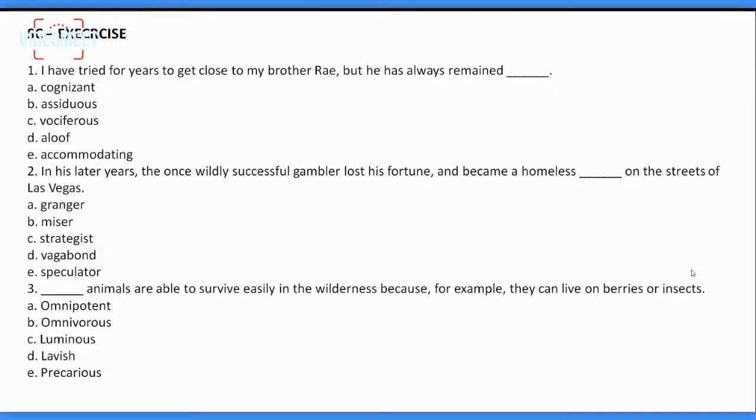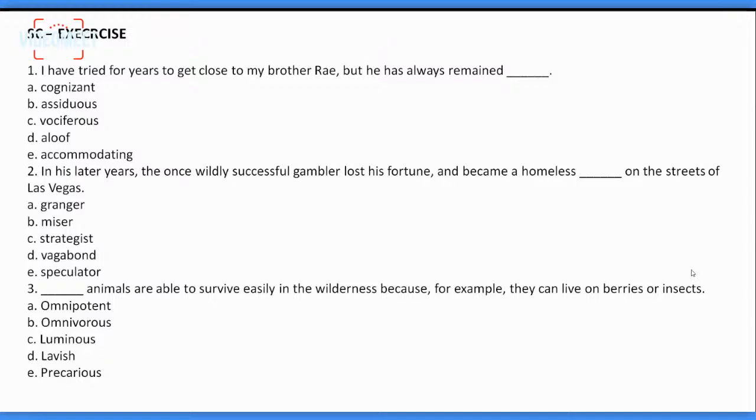So again, this is not making any sense here. The two words that we're looking for are vociferous and aloof. Now again, vociferous tells you that he's very hateful, right? If I say that my brother is hateful, why would I keep trying for years to get close to him? It doesn't make any sense here, right? So the correct answer to this statement is aloof.